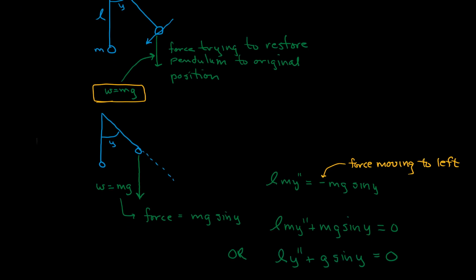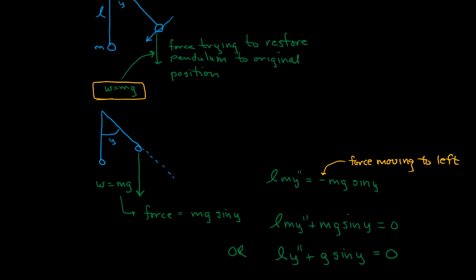Okay, if I take a little more careful look at this, I'm going to redraw this, and what we're going to have here is a situation where we've moved the pendulum over some amount that we're going to call y. So that's a measure of our angle. And the force acting downward is going to be mass times the gravitational constant times the sine of the angle. So that's going to be the sine of y.